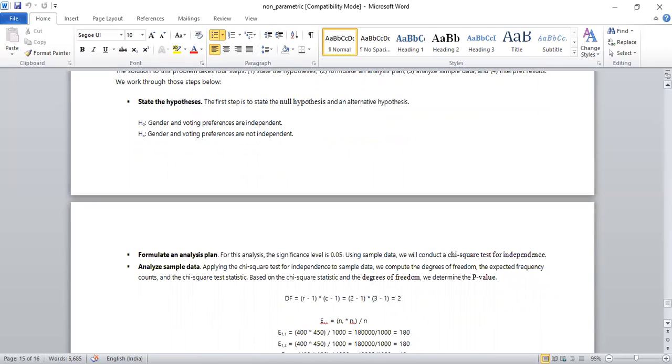And how to analyze the sample data? Applying the chi-square test for independence to sample data, we compute the degrees of freedom, the expected frequency counts, and the chi-square test statistic. Based on the chi-square statistic and the degrees of freedom, we also determine the p-value.